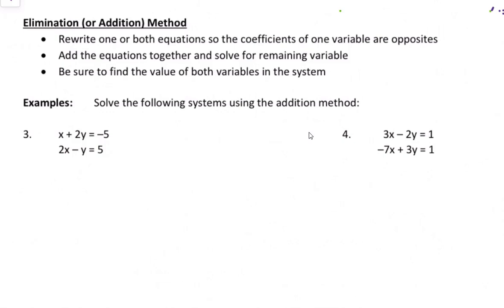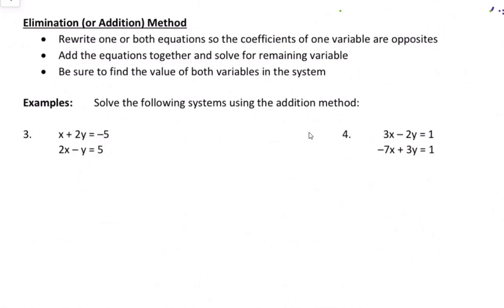We're literally going to add these two equations together in a way that one of the variables gets eliminated, and that'll allow us to solve for the other variable, and then we can substitute that back in to find the second one.